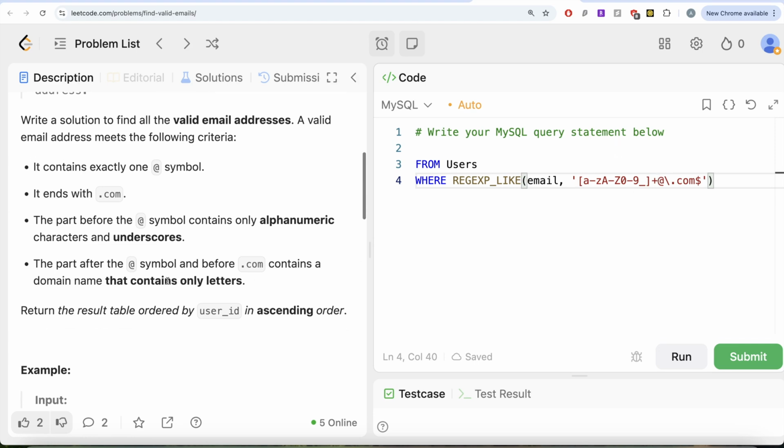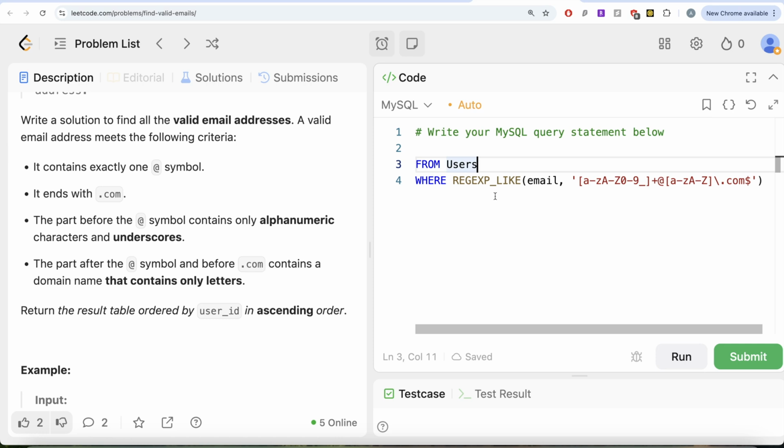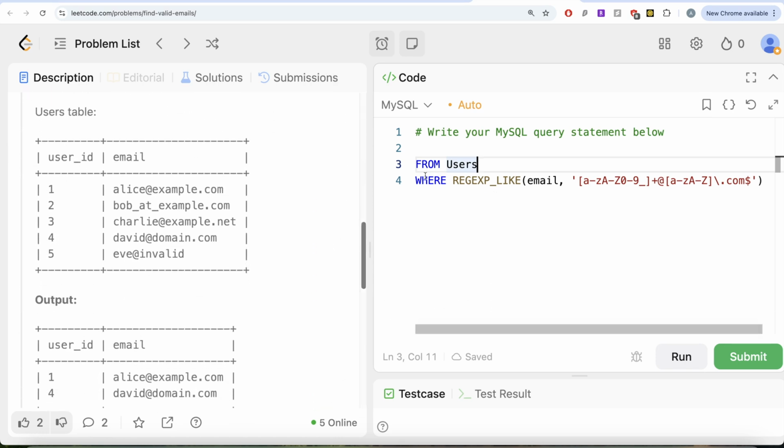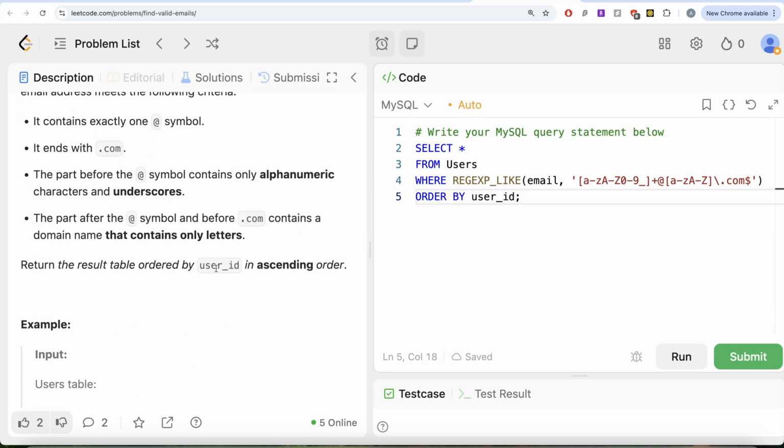And then in the second part, that is after @ and before .com, it only contains letters. So what we can do is let us provide a range and it should only contain letters. So A to Z and then capital A to Z, no numbers, no underscores. Okay, once this is satisfied, what we need to return is both the columns. So let us return both the columns and it should be ordered by the user ID column. If we go ahead and look at this question, it says return the result table ordered by user ID in ascending order. Okay, I think this looks good. Let me go ahead and run this. Let's see what we get in our output.